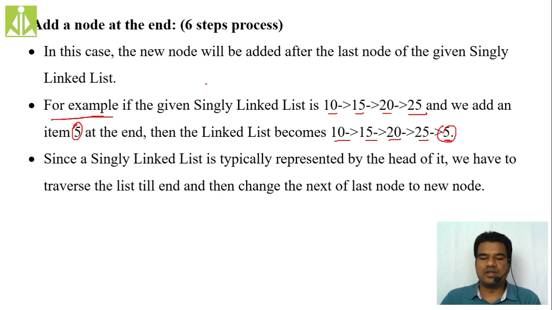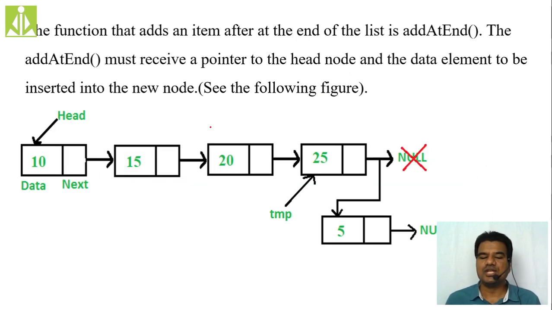Whenever you call this add at end function, it will do this job. Since a singly linked list is typically represented by the head of it, we have to traverse till the end of the singly linked list. We have to take a temporary pointer and reach the end, and after that end we have to insert the newly created node.